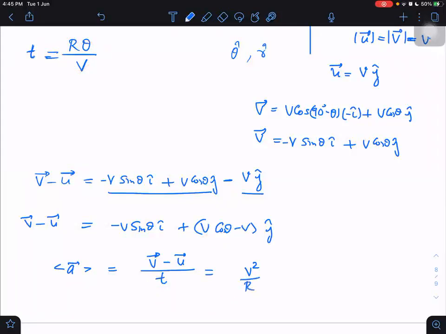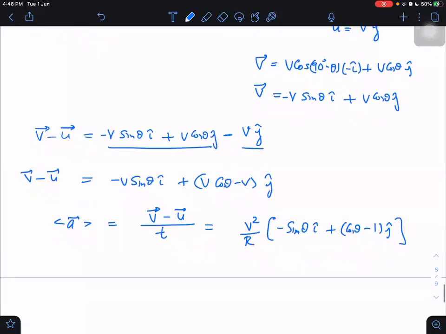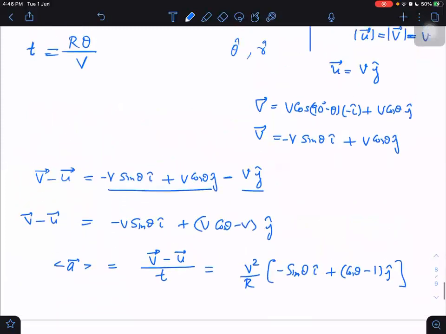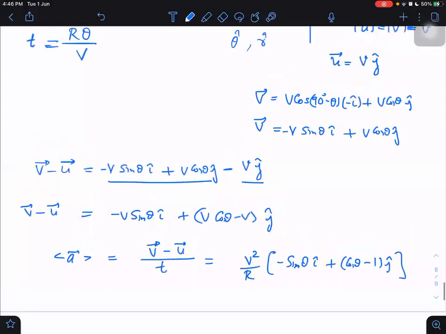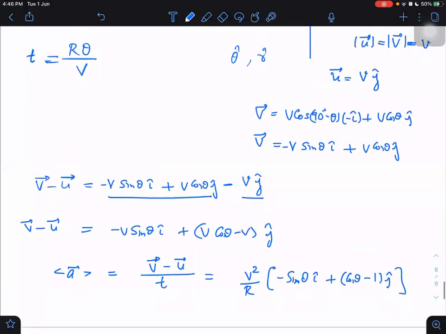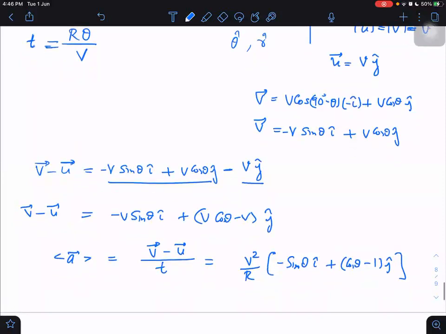V square by r, whole multiplied by minus sin theta i cap, minus sin theta is along i cap, correct? Plus cos theta minus 1 j cap, is along j cap. This thing is there finally. This is the average acceleration. If somebody is asking what is the magnitude of average acceleration, sorry, I forgot to divide by theta. R theta it was, so theta will also be there.